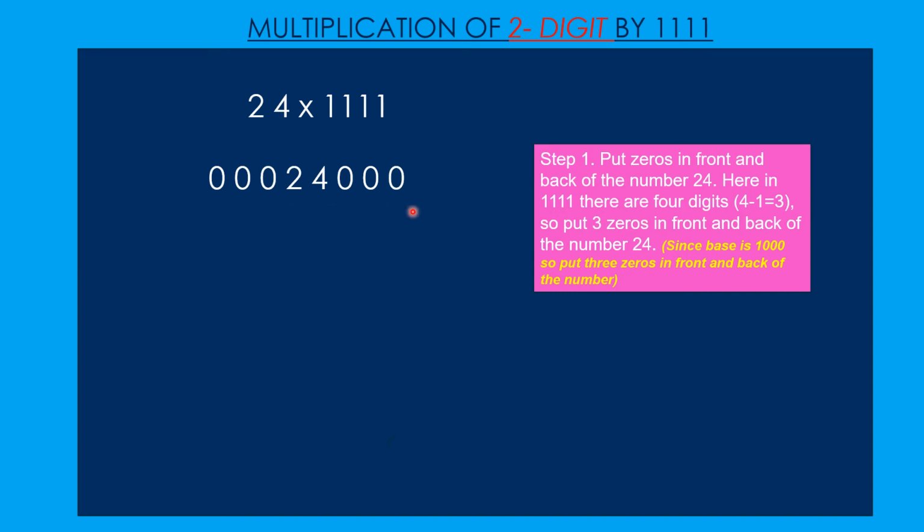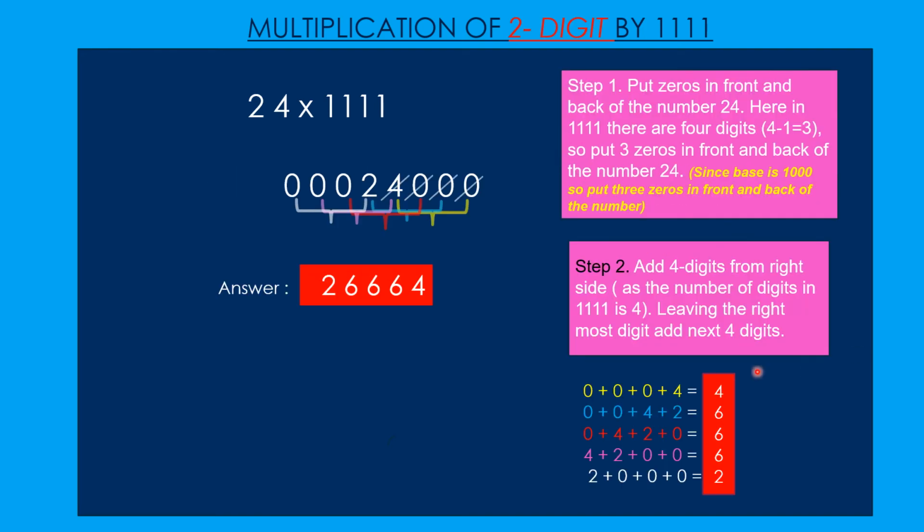After putting zeros, what are we doing? We are adding numbers from the right hand side. Now here we are adding 4 numbers at a time. Why are we adding 4 numbers? Because here there are 4 ones. So from right hand side, what are the last 4 numbers? 0 plus 0 plus 0 plus 4. You get 4. Write 4 in the answer.